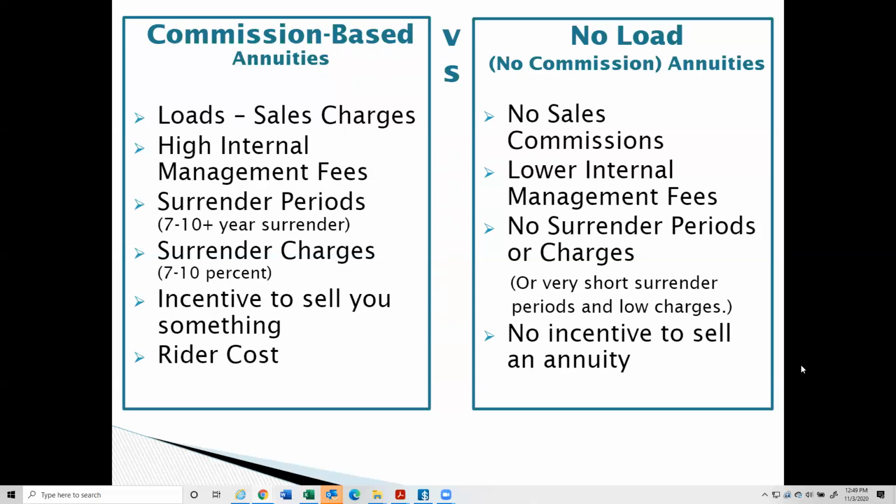What this does is remove any incentive for an advisor to sell you an annuity that's not appropriate for you. Whereas with the commission-based annuity, because you have a 7 to 15% sales commission, there could be some incentive for them to advise you to use a product that may not be the most appropriate. So what asset class, when we're talking about these annuities, does it resemble? We would say it has some similarities to bonds because of the guaranteed rates of return.